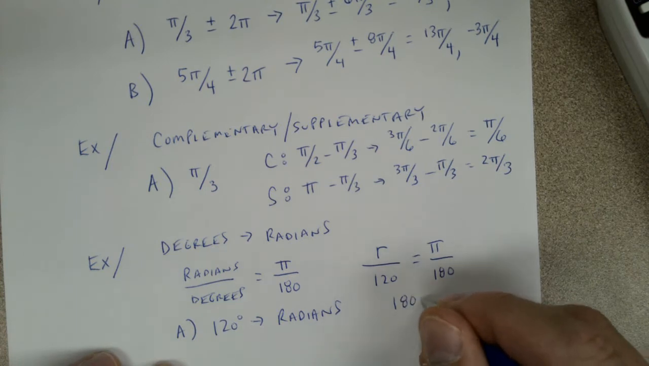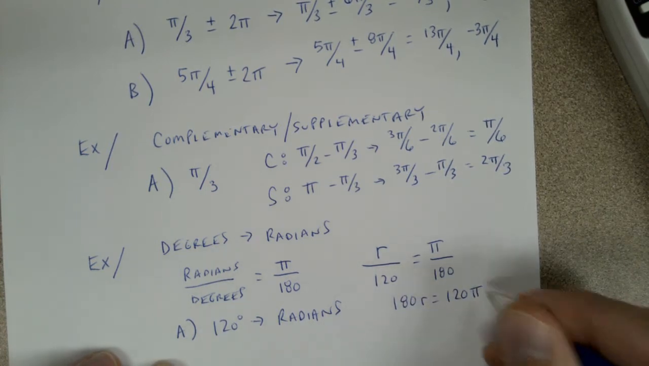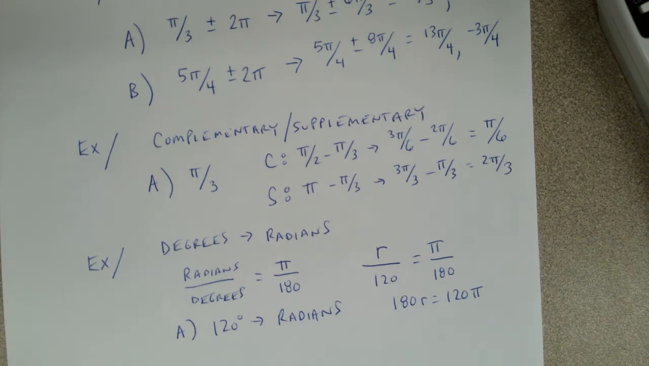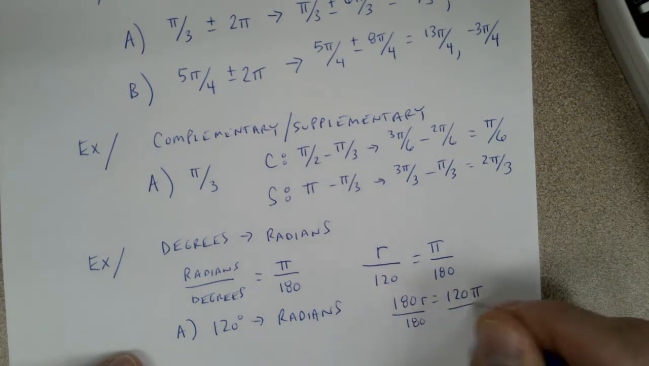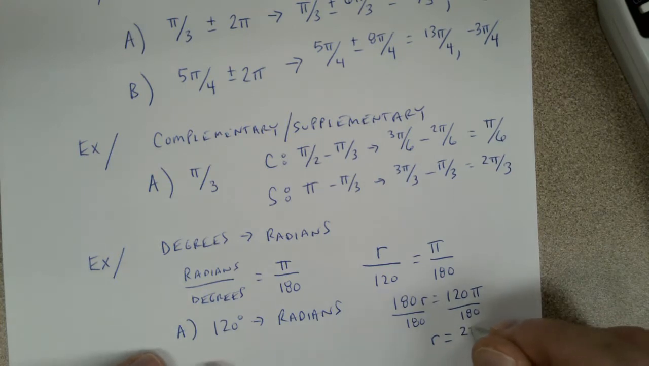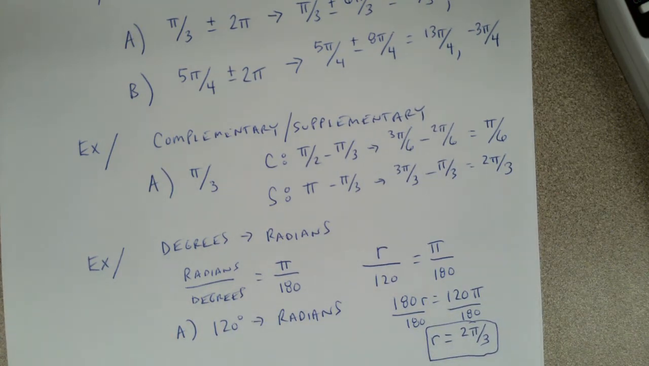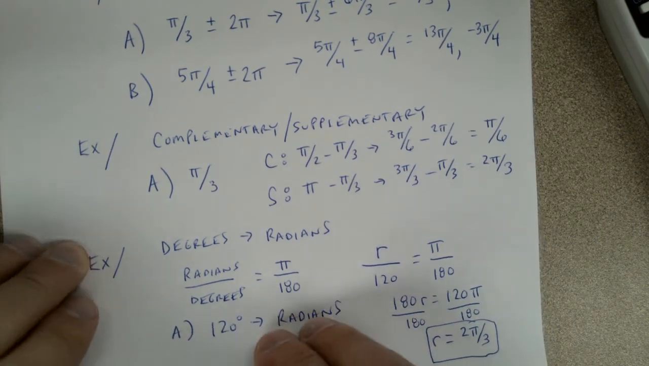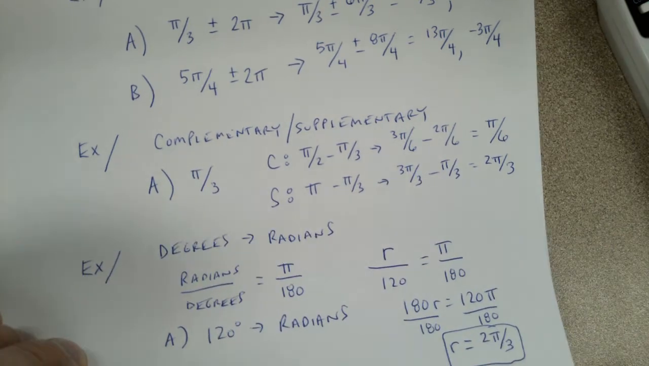So we'd say 180 R is equal to 120 pi. And if we divide by 180 and simplify that, in this case, we see that 120 over 180 simplifies to be 2/3. So 2 pi thirds is going to be my radian for 120 degrees. I'll keep that on the screen here as we go through the last one.